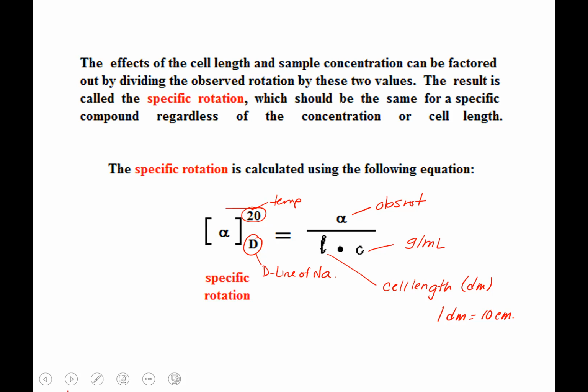So when the rotation is positive or clockwise, that enantiomer is called the D, which is the dextrorotatory.